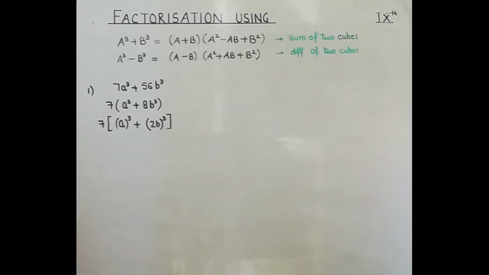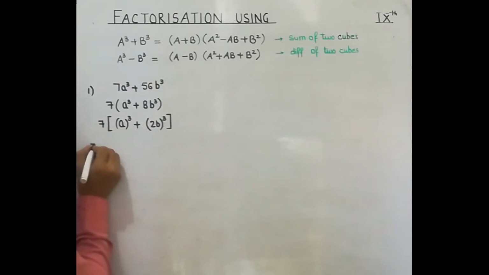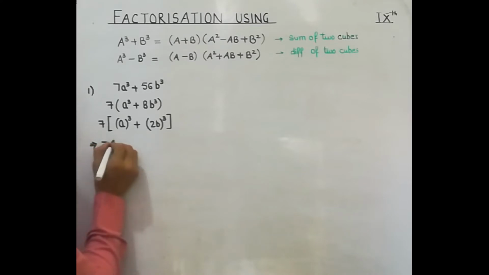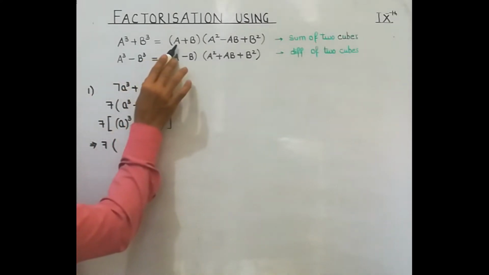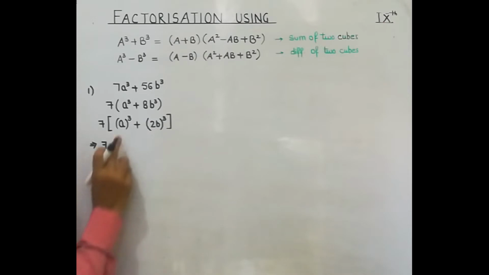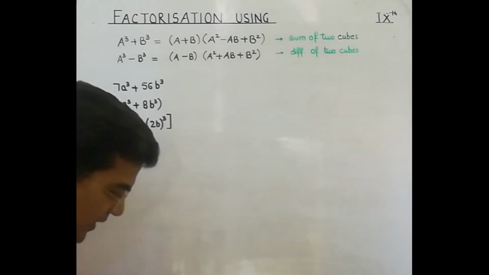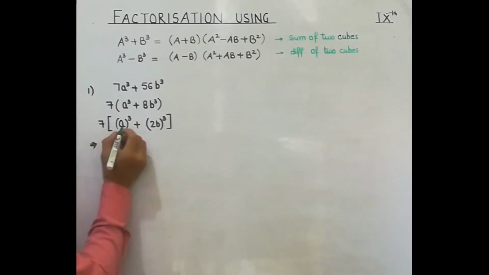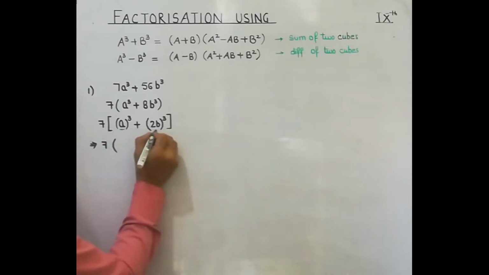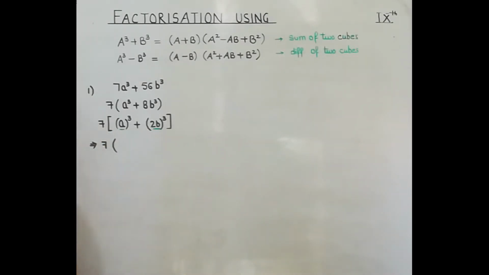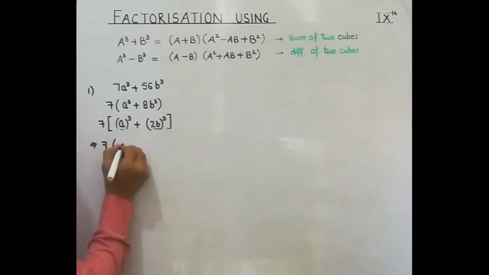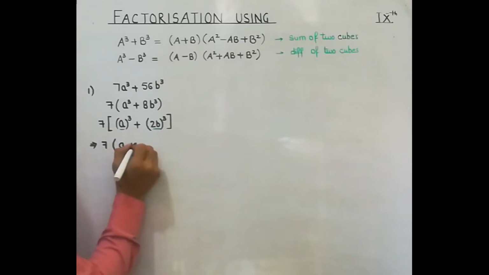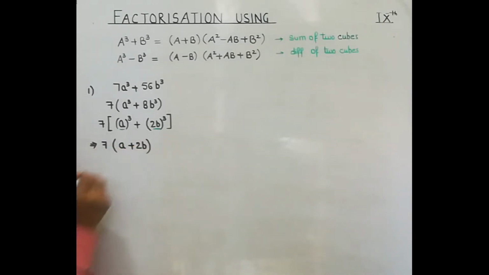So apply the formula for a cube plus b cube. Now the formula says in the first bracket you have to write a plus b. Now remember, whatever we are getting within the bracket, this is your a and this is your b. So in the first bracket we have to write a plus b, like this.